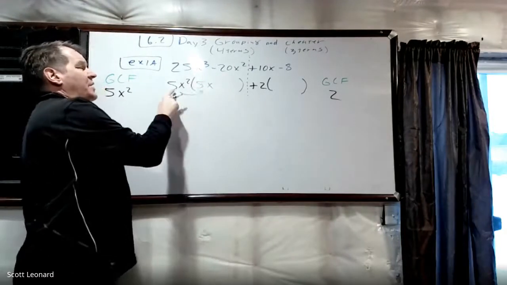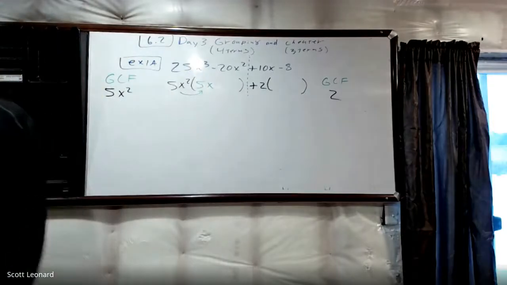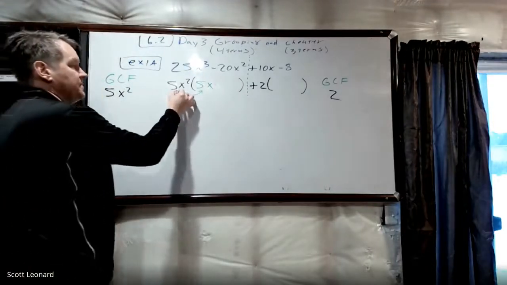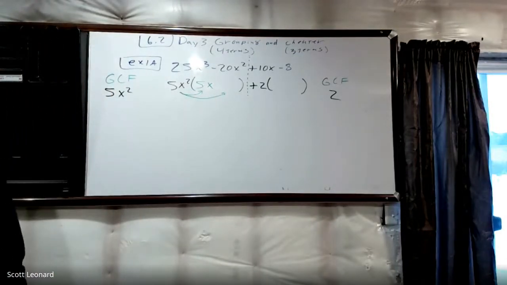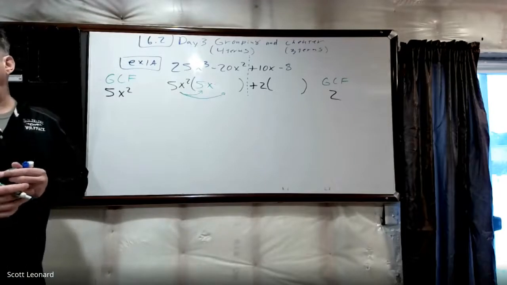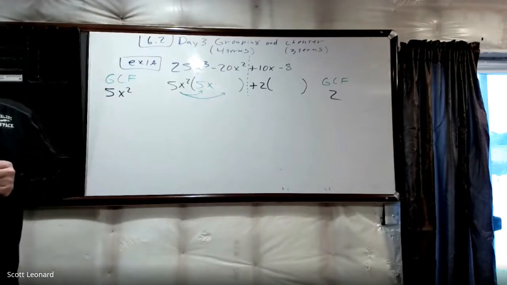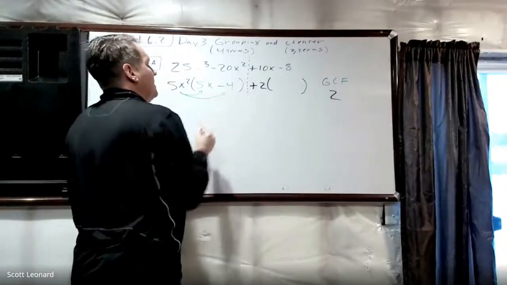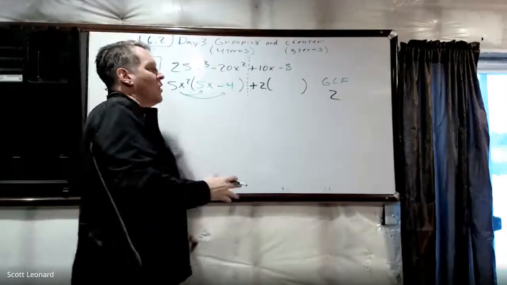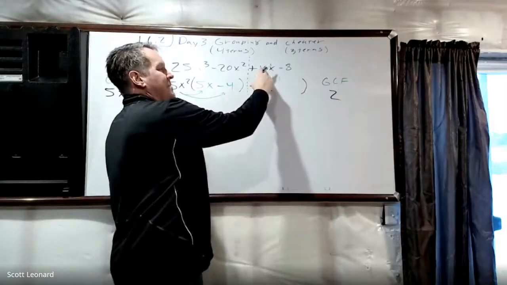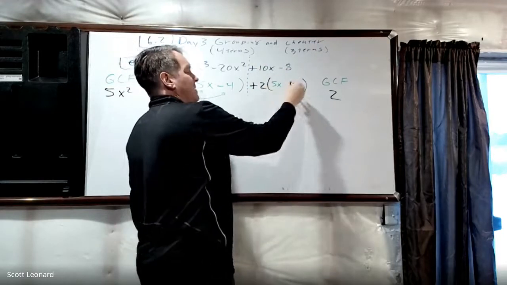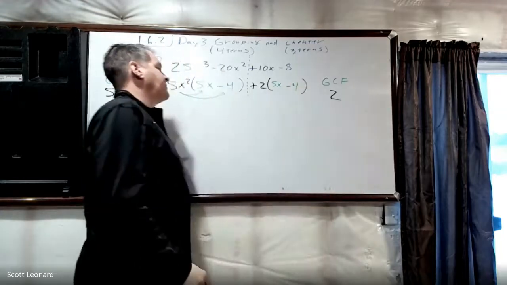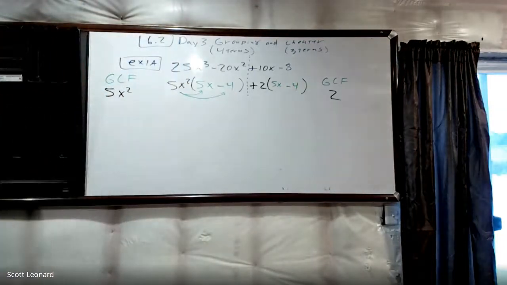All right. What do I do to 5x squared to get a negative 20x squared in the second term if I were to distribute? How about Micaiah? 4. Yep. Minus 4. All right. Now I'm going to go to the second half. This one's going to go a little bit faster since we don't have a variable. 2 times what gives me 10? 5x. 2 times what will give me a negative 8? A negative 4.